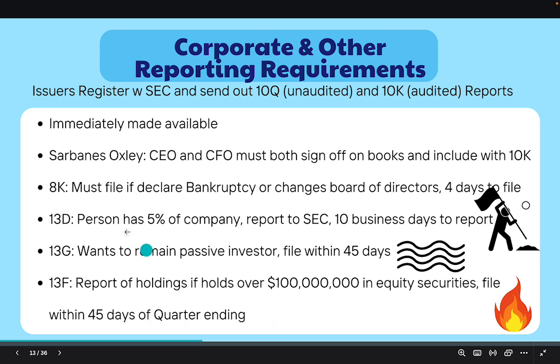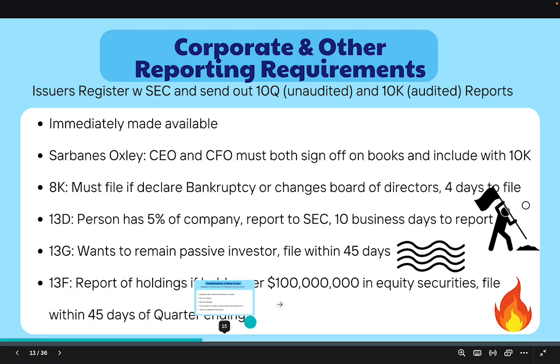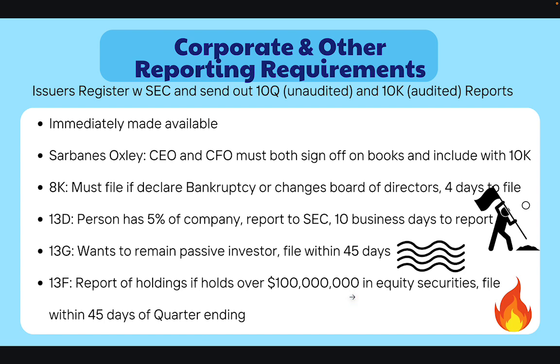So we've got 8K, bankruptcy, file in 4 days, not messing around. You own 5% of a company, you have 10 days, you need to let us know. If you want to go with the flow and be a passive investor, you have 45 days to file. And if you are on fire, within 45 days of the quarter ending, if you have more than $100 million in equity securities, we need to know about it.